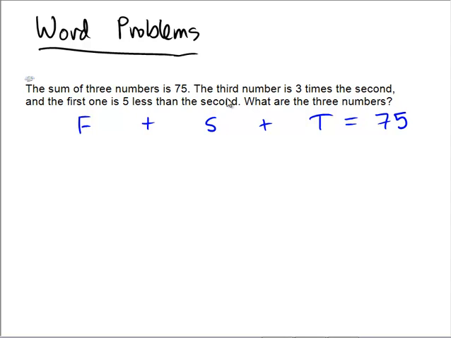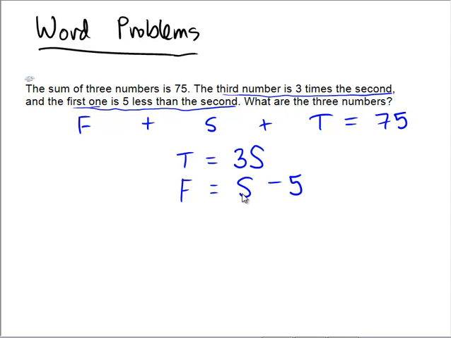The second sentence here says the third number is 3 times the second. So the third number is 3 times the second. And then the last piece of information is that the first one is 5 less than the second. So the first one is 5 less than the second one.